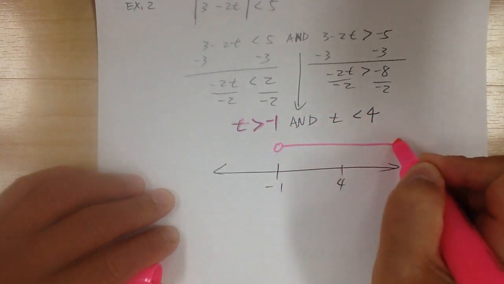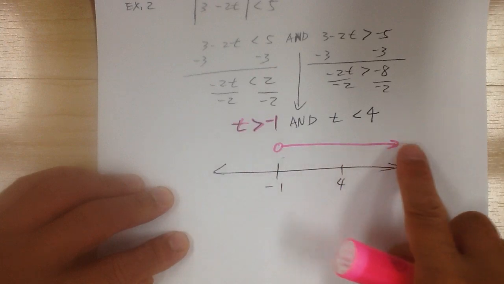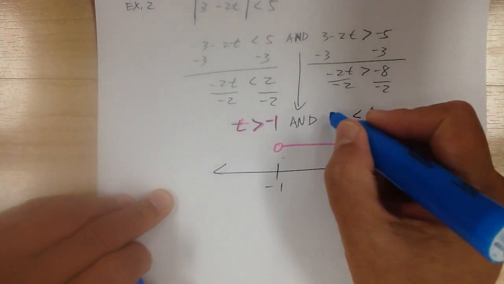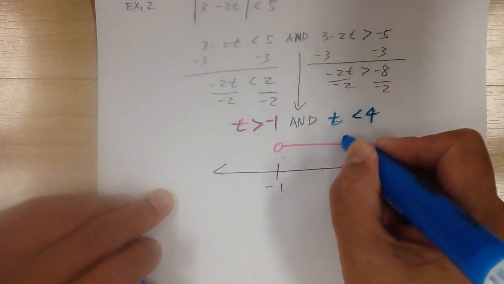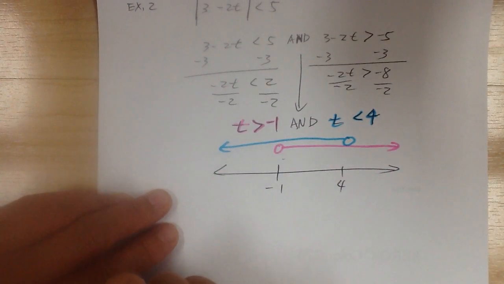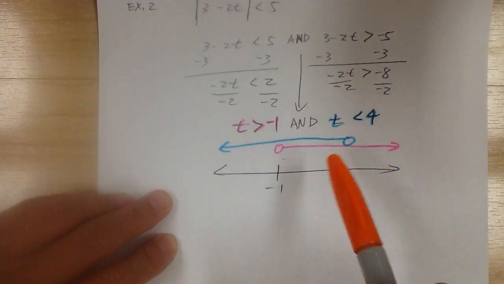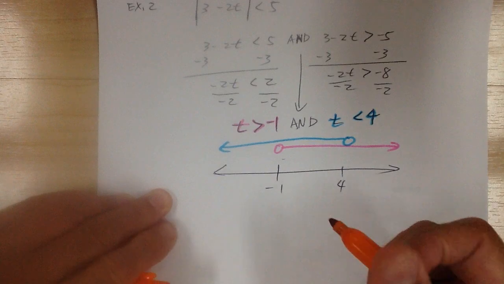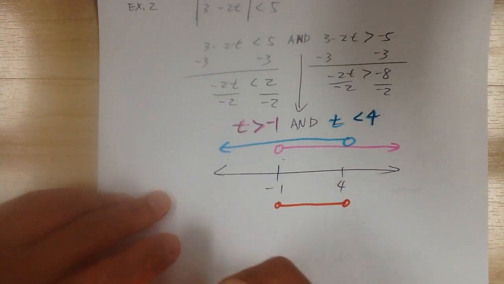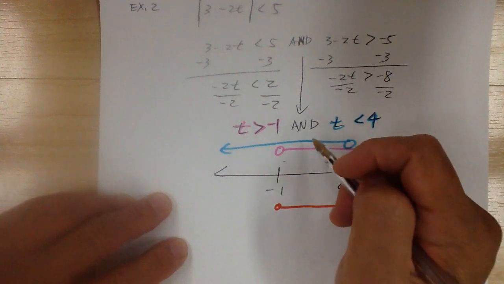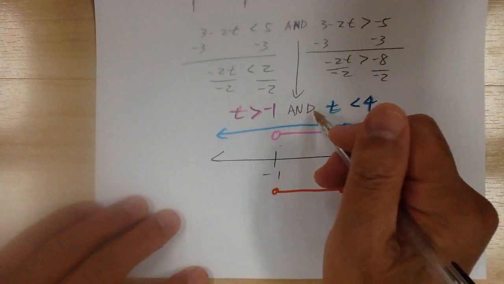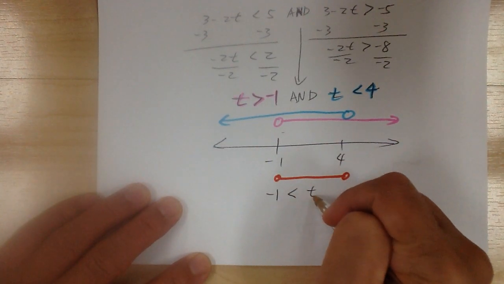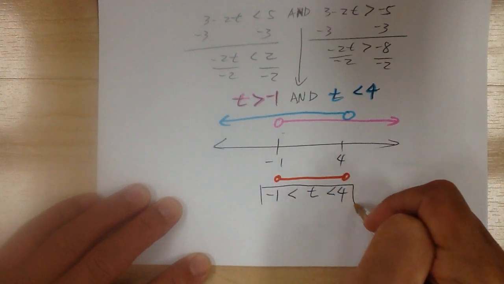So for this one here, this is greater than, so that is this part over here. Now when you're drawing the arrow, go all the way to the end of here, even with that. And this part over here is less than, so you're going to go this way. Here you have to apply and, so you have to be in pink and blue. So the only region that's in pink and blue is this part right over here. So in this case, you're going to end up with this. Then you're going to write your answer based on that. Again, your answer should not have the word and, because whenever you have the word and, it means you can simplify. So this would be negative 1 is less than t less than 4, and that would be your final answer.